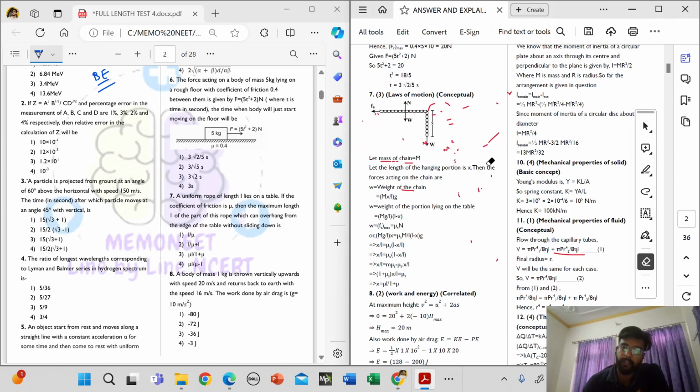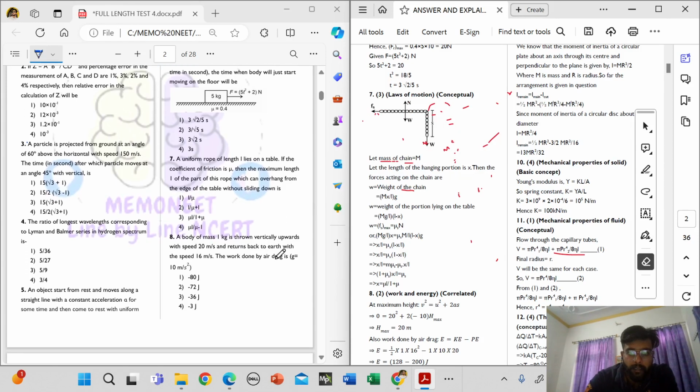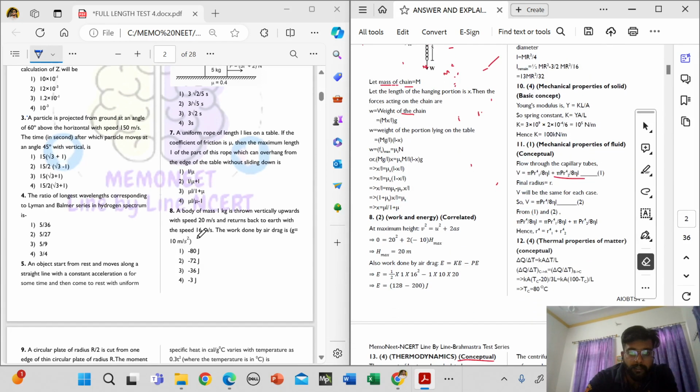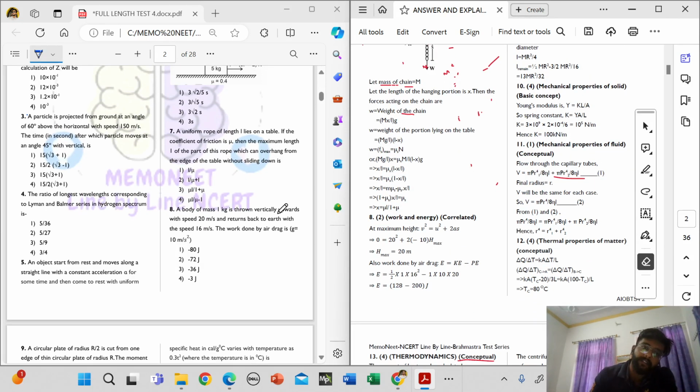Moving to our next question. A body of mass 1 kg is thrown vertically upward with a speed of 20 meters per second and returns back to the earth with a speed of 16 meters per second. The work done by the air drag is. This is a question related to work, energy and motion. So we have a mass of 1 kg and we throw it upward with a speed of 20 meters per second.